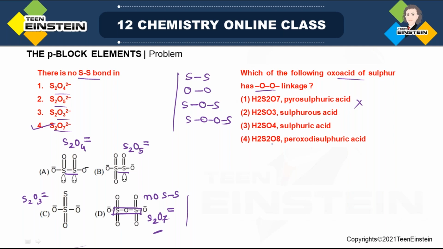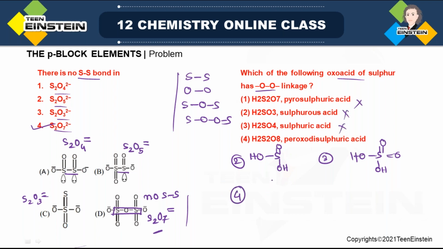Then sulfurous acid. Remember the first acid that we have seen, H2SO3. Here also we do not have any O-O linkage. This is option number 2. Number 3, H2SO4. So H2SO4 has only one extra oxygen now. So here also we do not have any O-O linkage, and the last one will obviously be correct because these two are not correct.